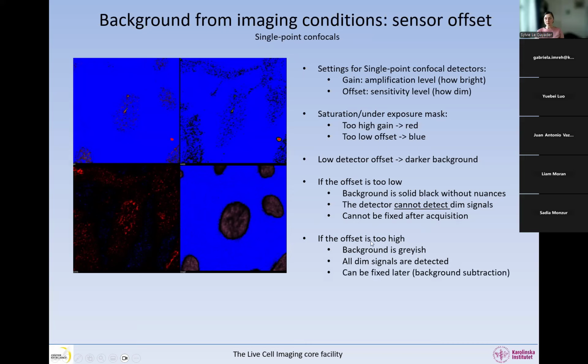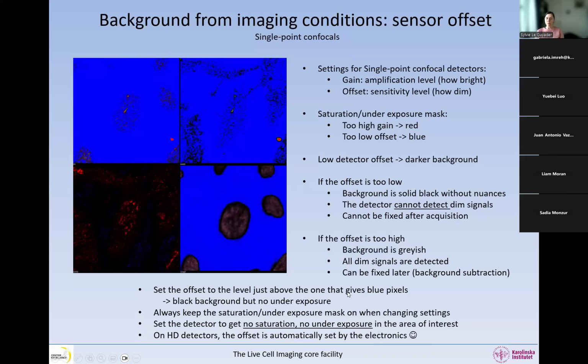So if you want to do something with the offset, either you leave it at 0, or you put it a bit higher, but do not put it too low. Set the offset to the level that is just above the one that gives you blue pixels. So you go down in the offset, and as soon as you get blue pixels, you go back up until you have no more blue pixels. This is the correct offset level.